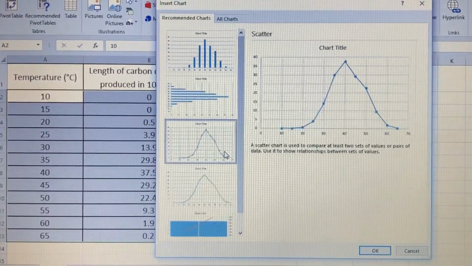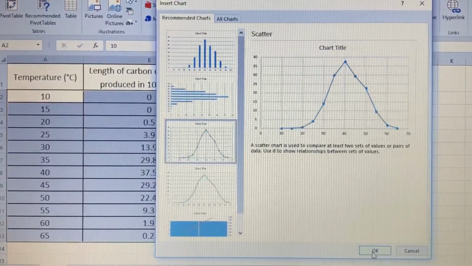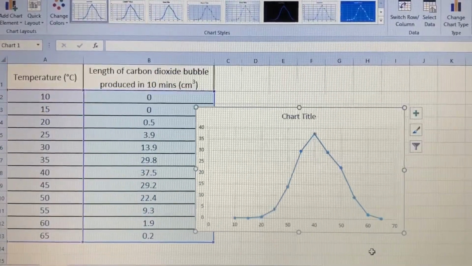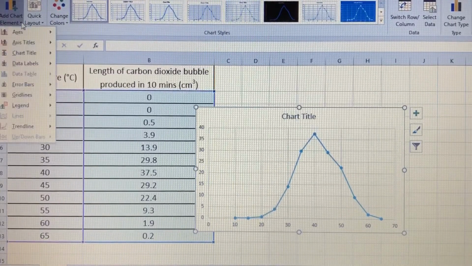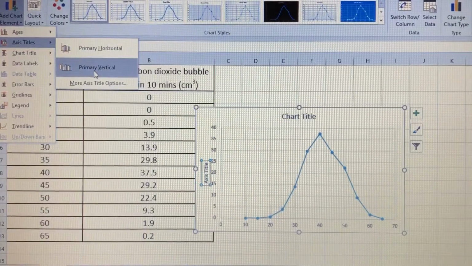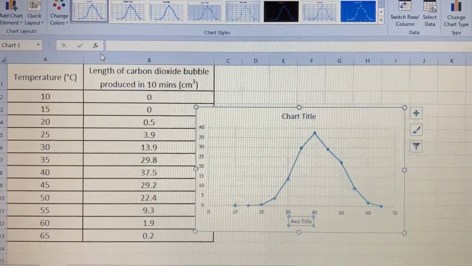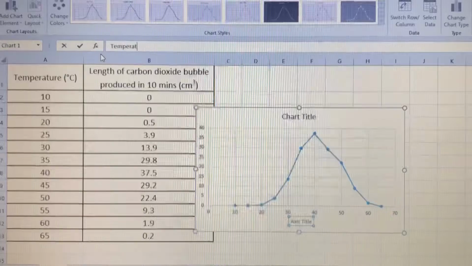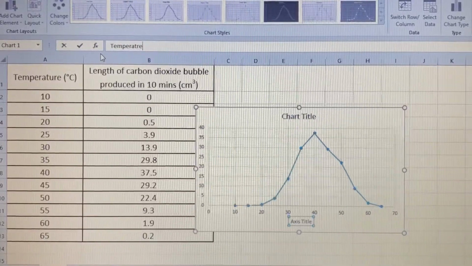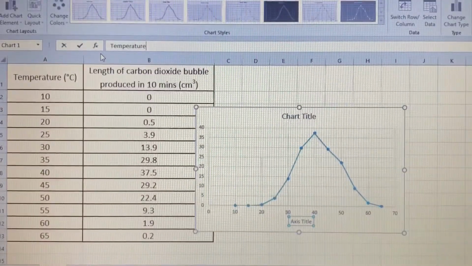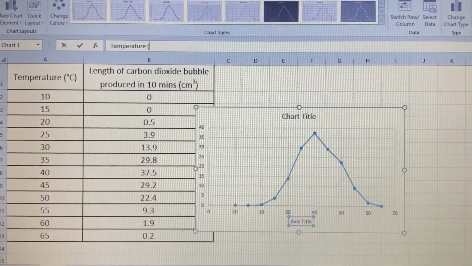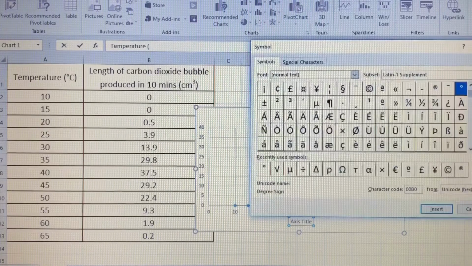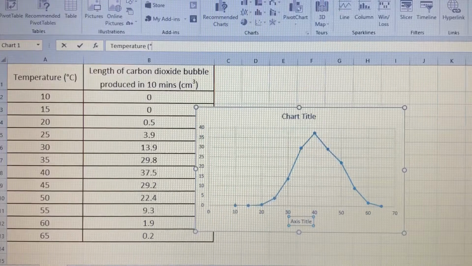So here it is, and although I can't do my lines of best fit, I actually think that's quite a nice curve of best fit there, so I'm quite pleased with that. I'm going to add those chart titles. So the horizontal is the temperature, and insert symbol. Let's find that degree sign, there we go. degrees C.